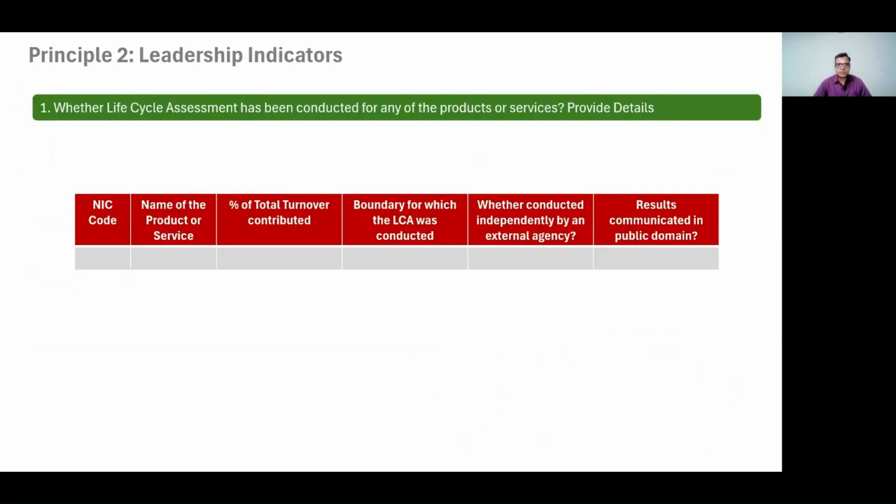Now we have come to the leadership indicators. You can see the heading is under the green box. So whether life cycle assessment has been conducted for any of the products or services, provide details in this format. The NIC code of the product, name of the product, percentage of total turnover, boundary for which the LCA was conducted, and whether it was conducted independently by an external agency, and whether the results have been communicated in the public domain.